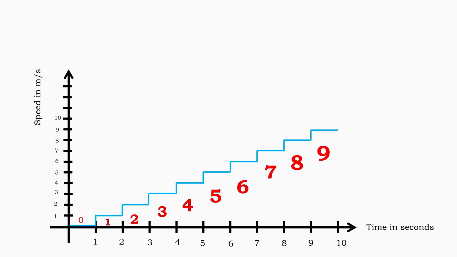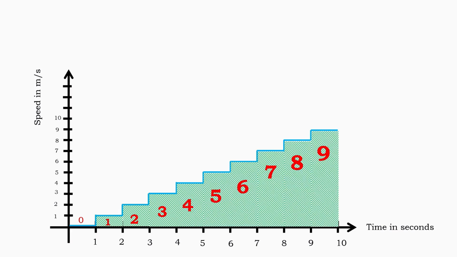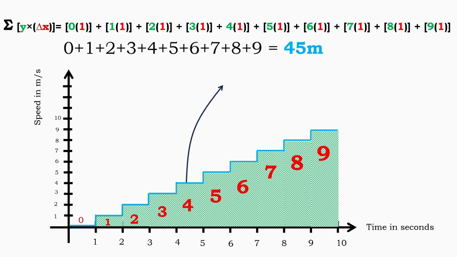So over 10 seconds, we can think of the motion as happening in 10 steps. For each step, we can draw a rectangle on the speed-time graph with width 1 second and height equal to the speed in that interval. So we get 10 rectangles. The total distance traveled is approximately equal to the sum of the areas of these 10 rectangles. Now, here's the important idea.